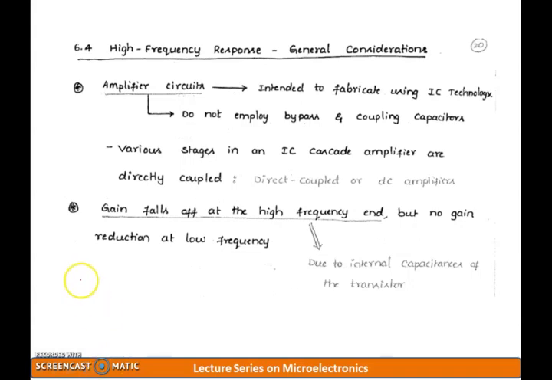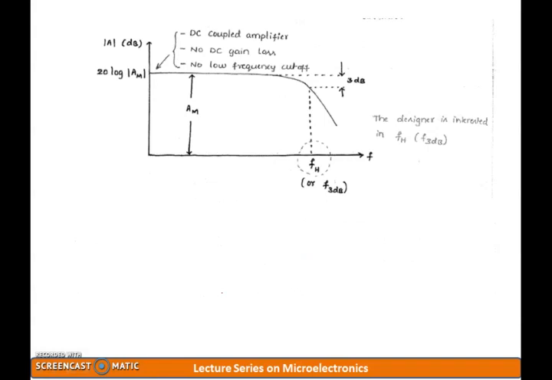This high frequency roll off, whatever we speak very often, is mainly because of the presence of internal capacitance of the transistors. So we are going to figure out on what all factors the high frequency gain rolls off at a certain high frequency. Now this is the graph that I was talking about. I'm just taking the high frequency response.